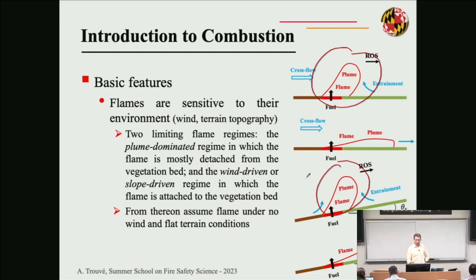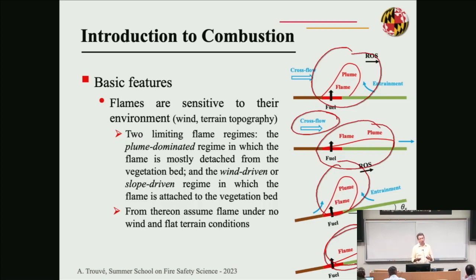In contrast, when you have enough cross flow, or when the flame is on terrain that has a high enough slope, the asymmetry of entrainment into the flame is going to force the flame to become a boundary layer flame that is attached to the ground surface. It is going to be horizontal if the ground surface is horizontal, or attached to that surface in the case of sloped terrain. And that's a very different flame geometry.